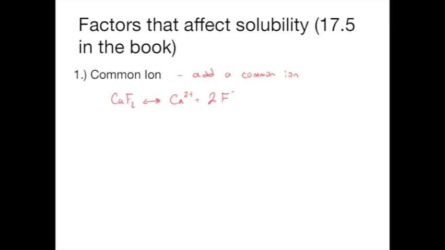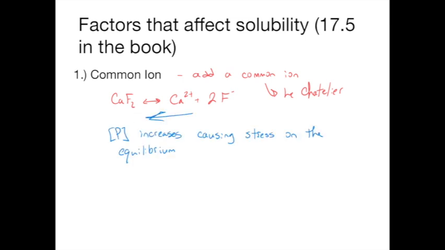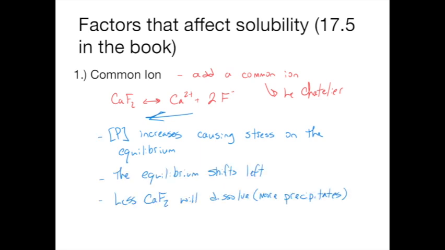Well, as you might expect, this is the Le Chatelier's principle concept. If we add a common ion, which are on the product side, either calcium or fluoride ions, it's going to increase the concentration on the product side, and it's going to cause stress on this equilibrium and shift it back to the left. And if we shift back to the left, we decrease the solubility of the calcium fluoride. So adding a common ion is a way to decrease the solubility.